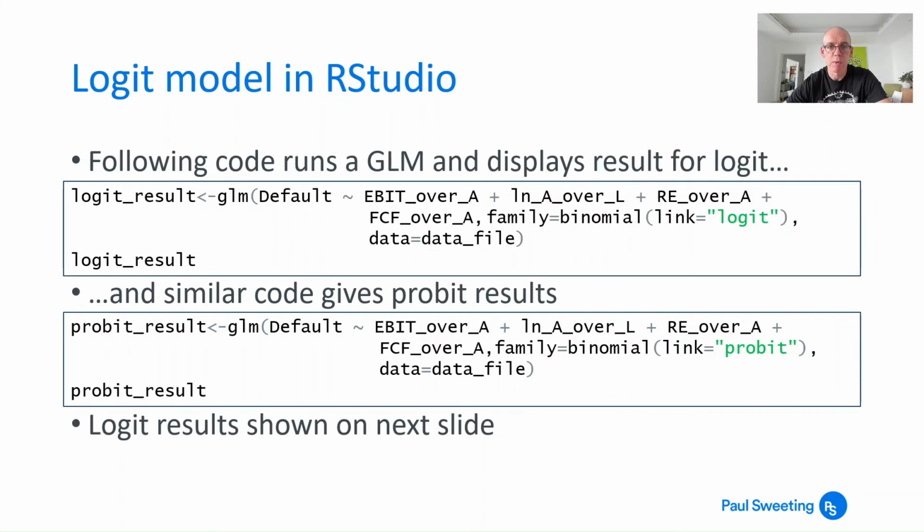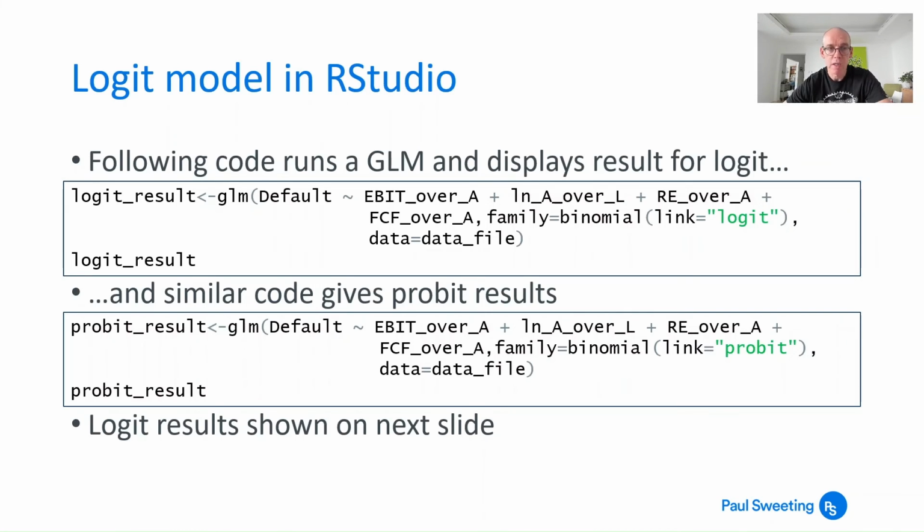And then the final thing is, well, you've come up with all these names: default, EBIT over assets, log of assets over liabilities. Where do they come from? Well, the data is in a data frame called data file. So you set data equals to data file, and then you type Logit result, and that gives you the results of that GLM. And it's very similar code for probit results. You just change the link from Logit to probit.